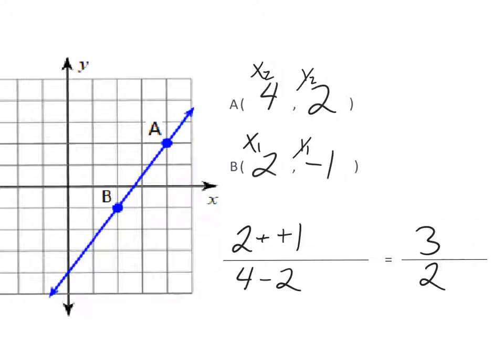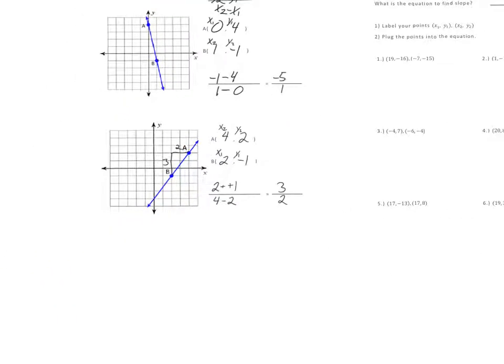There we go. Looking at it, we can even just double check and count it. So it went up 3, so yeah, that's what we got. And it went over 2, which is what we got. Okay, next page.